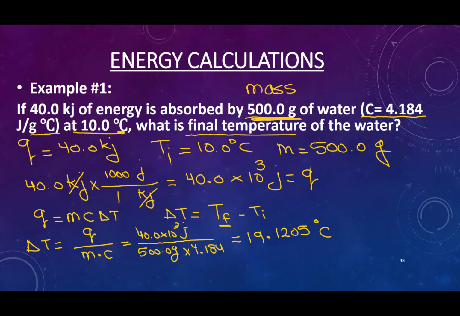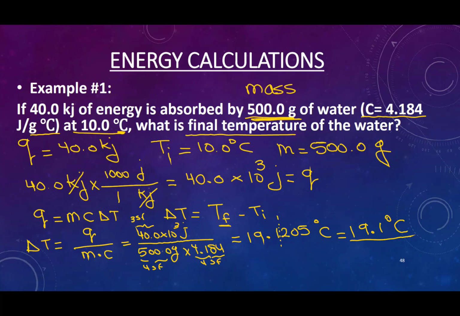Now I have to take care of the sig fig, right? Then this number up here is 3 sig fig. This number is 4 sig fig, and this number is 4 sig fig. All right, then between 3, 4, we use 3, which is going to be 19.1 degrees Celsius. This is change in temperature. Okay, then from here, change in temperature.